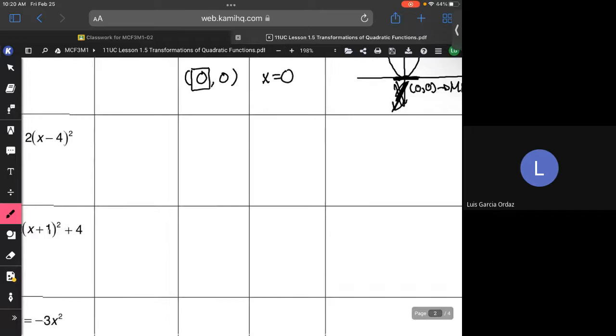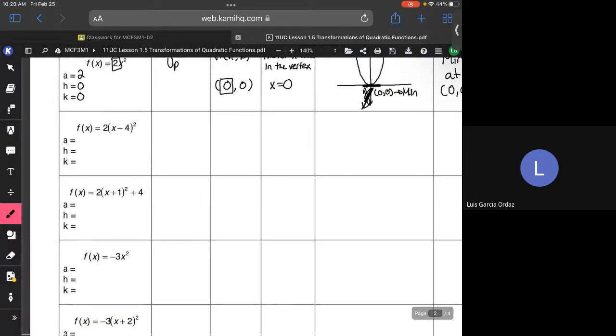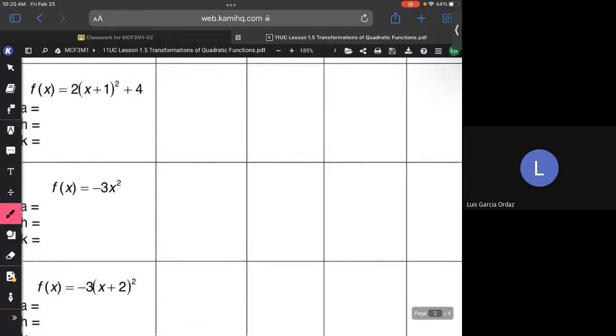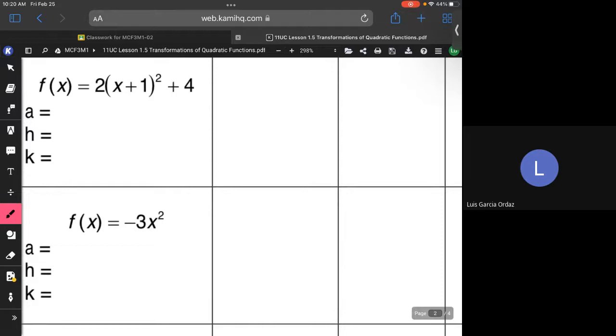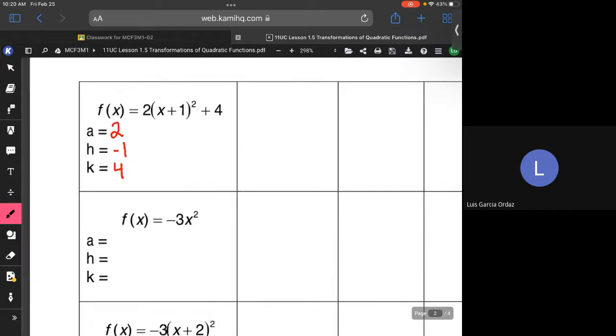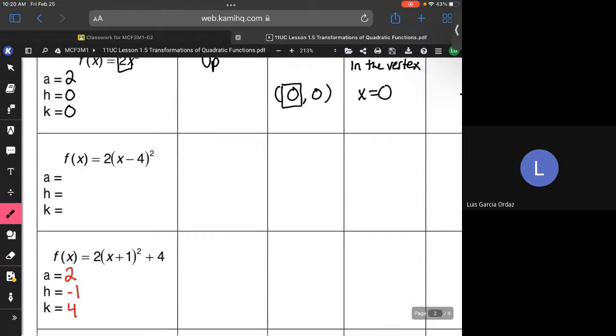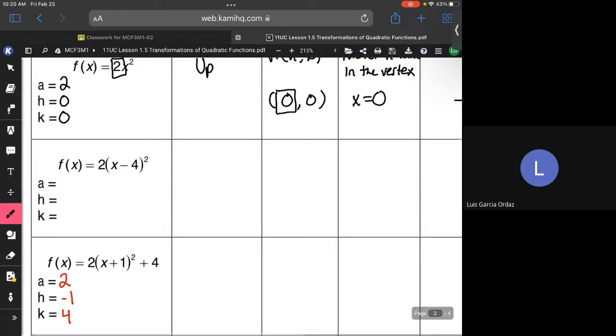So we're gonna skip the next one and move on to this guy over here. So we have f of x equals 2 times (x plus 1) squared plus 4. What is my a value here? 2. What's my h? Someone said it. Negative 1. Then what's my k? 4. We're on the third one. We're skipping every other one. We're doing every other one. So now we're on number 3.